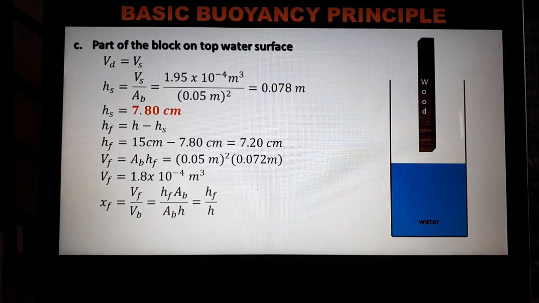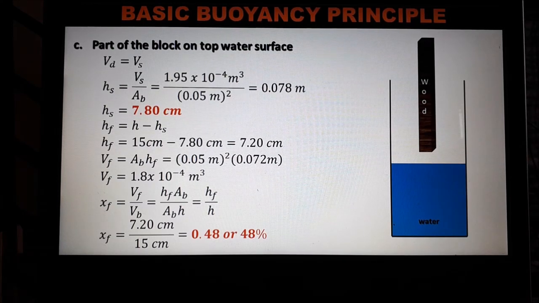Assuming that x sub f represents the portion of the block on top of the water surface, that is equal to the volume of the block on top of the water surface over the total volume of the block. We all know that the volume of the block on top of the water surface is equal to the height on top of the water surface times the area of the block, over the total volume of the block, which is equal to the area of the block times the total height. Cancelling out the area of the block, therefore x sub f is equal to h sub f over h. And then substituting the value, we can say that x sub f is equal to 0.48, which means that 48% of the total volume is on top of the water surface, while 52% of the volume of the block is submerged in water.